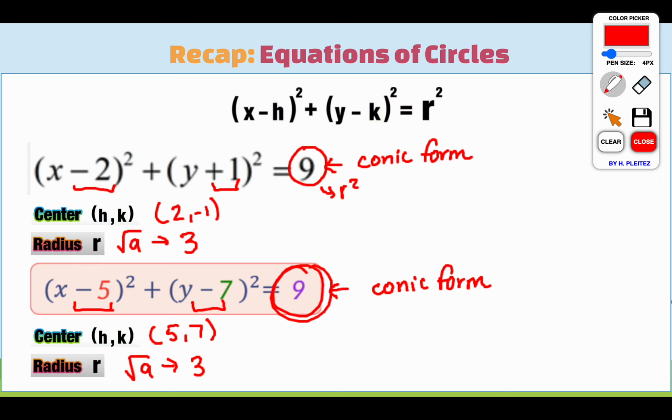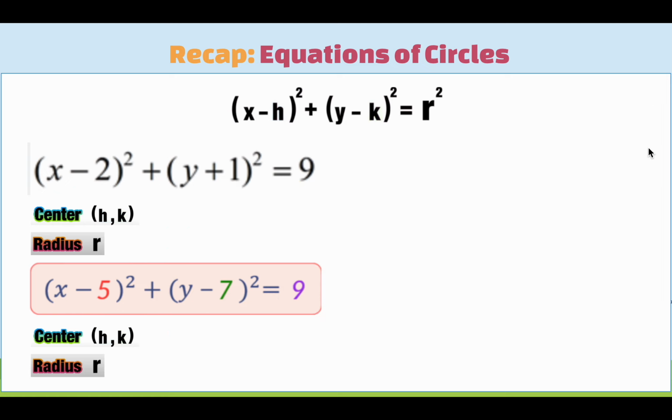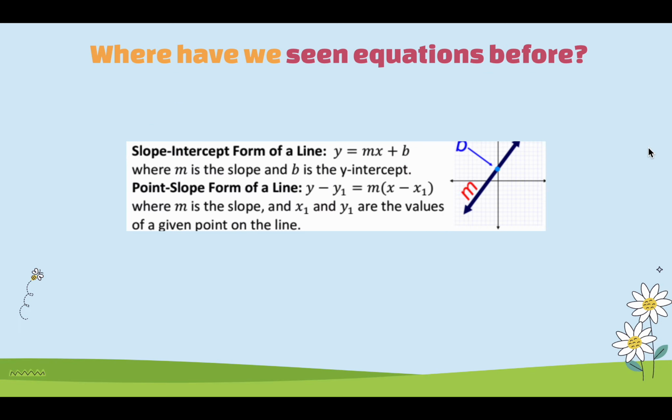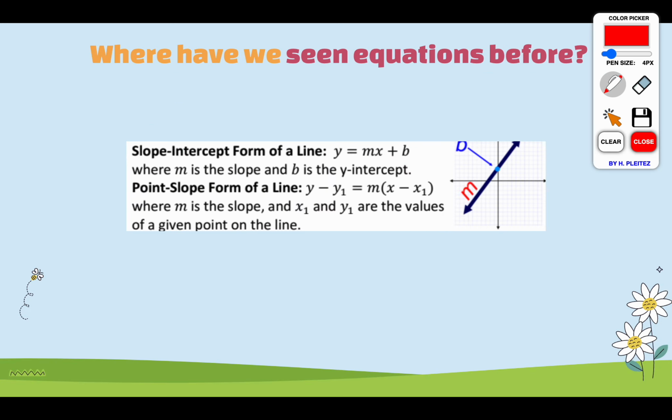Now, there is another form for equations of circles that we are going to learn, but let's just bring our knowledge back to equations of lines for a second. So remember, when we had equations of lines, there were two different forms. We had slope-intercept form, which was y = mx + b, and we had point-slope form, which was y - y1 = m(x - x1). Now, we've gotten comfortable with converting between these two forms. It's the same idea for equations of circles. So yesterday we did conic form, and today we're going to learn about a new one.